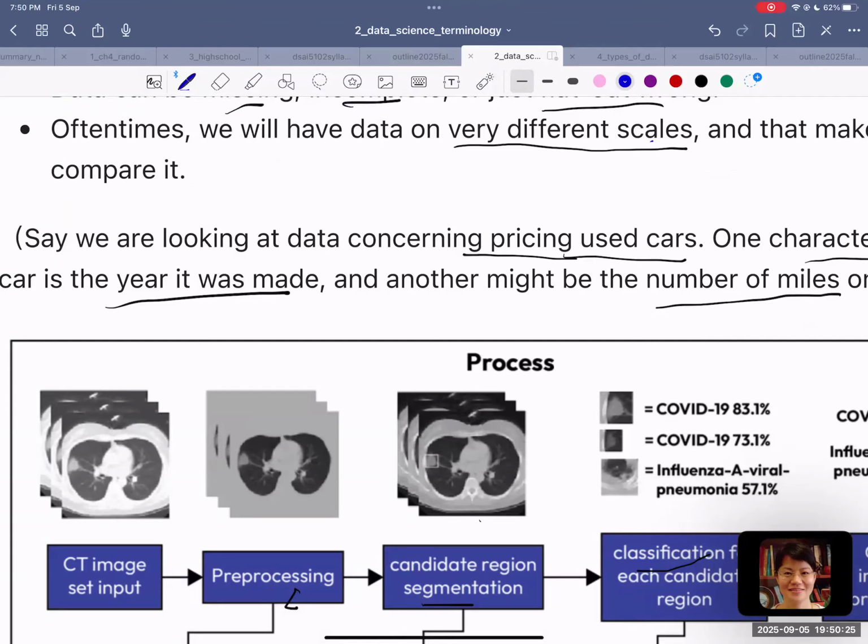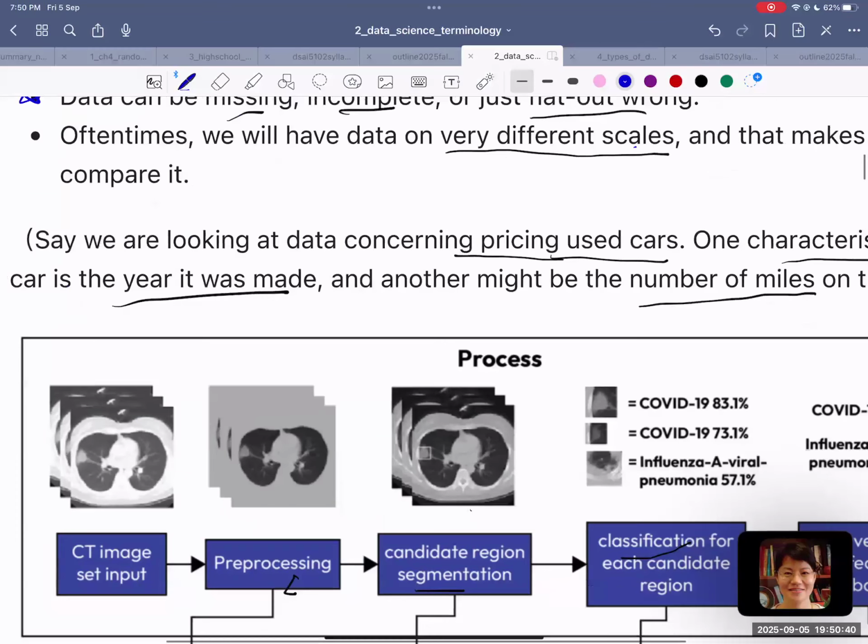And next one, oftentimes we will have data on very different scales. If the data scales differ, you should be cautious about whether we should unify them to the same unit scale so that the comparison is fair. So that would be some problem we have to face.